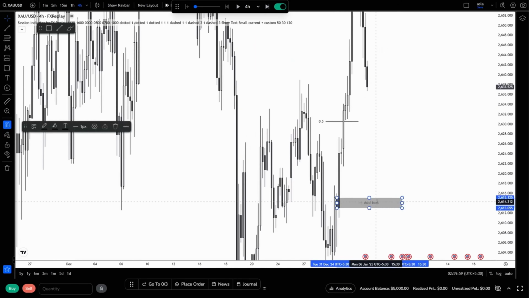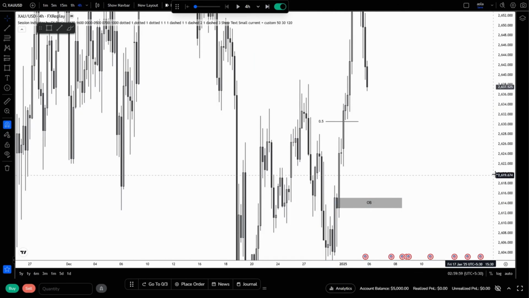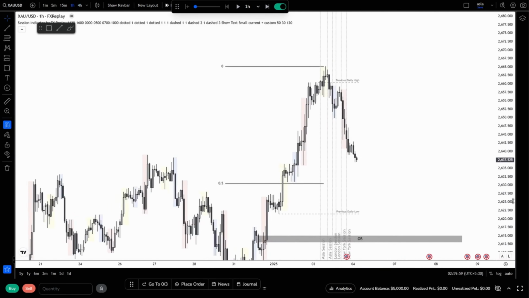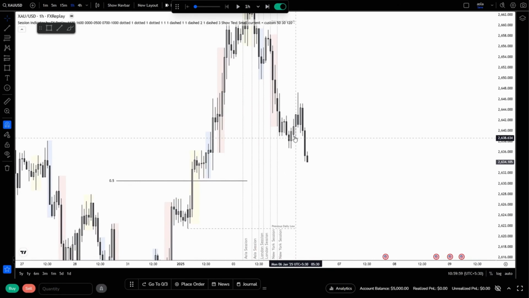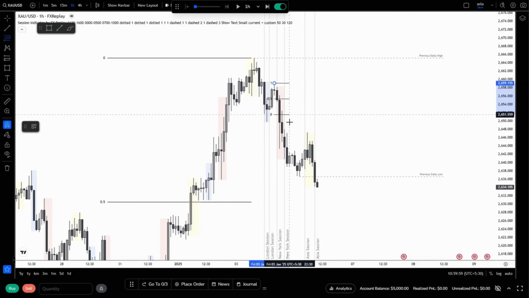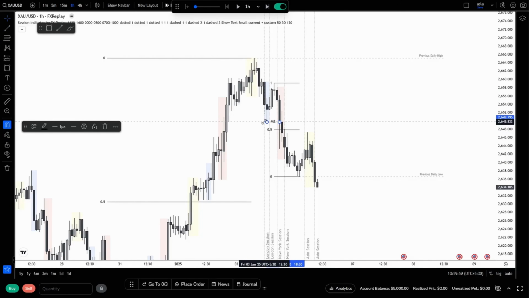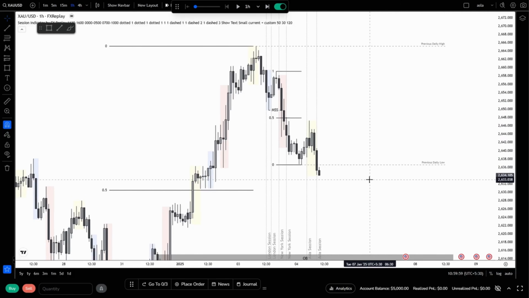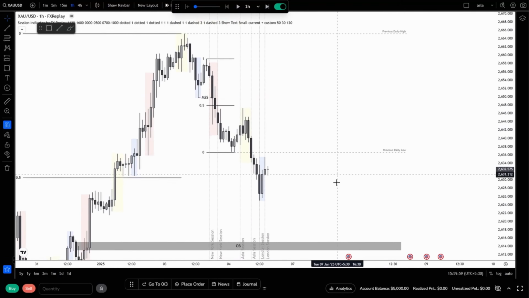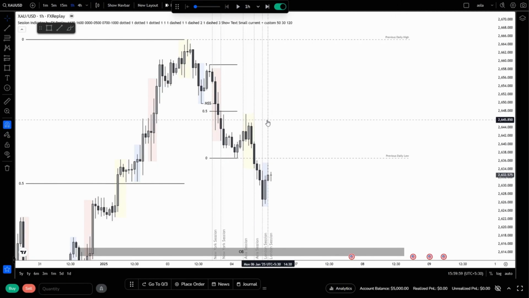Based on this structure, this area becomes our primary draw on liquidity, as it represents a logical target for price to move toward. Once our higher time frame bias and draw on liquidity are clear, we shift down to the 1-hour time frame. On the 1-hour chart, we look for signs that price is beginning to align with our bias. Here, we can clearly see a 1-hour bearish market structure shift, which further confirms our expectation that price is likely to move lower. After identifying this shift, we mark out the relevant range and evaluate whether there are any key levels at or above the discount zone from which we can look for trade opportunities.